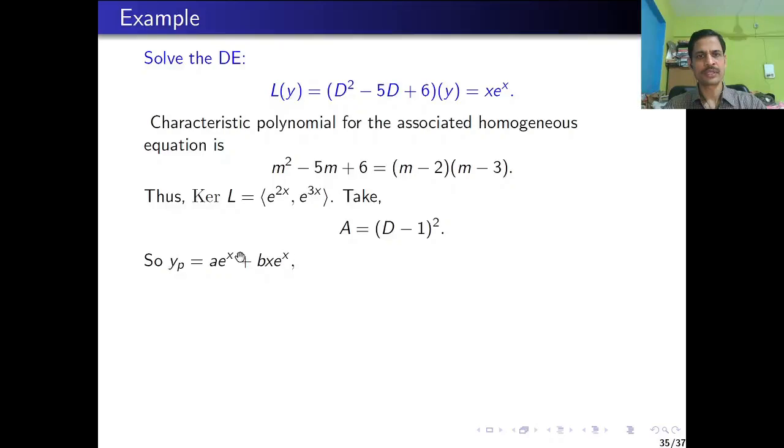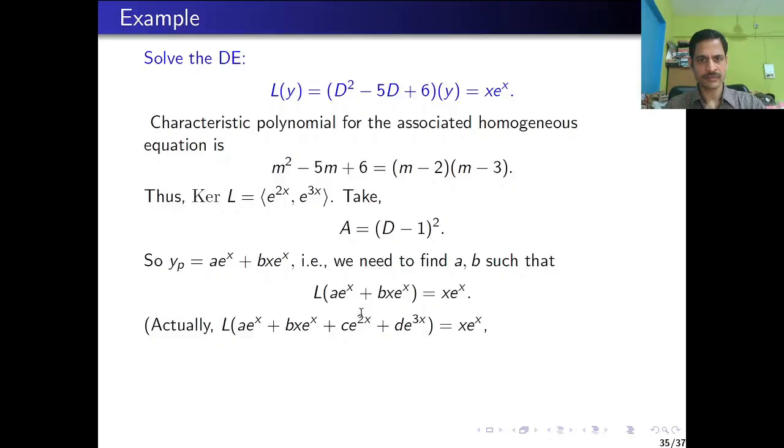or you can use the method that was previously told to you in that scheme of undetermined coefficients without using Annihilator method. Then from this it comes out that the particular solution will be some q(x) e raised to x, where q(x) should be a polynomial of degree 1. So here a degree 1 polynomial, namely a plus bx, has been multiplied to e raised to x, and we have to determine a and b by substituting in the given non-homogeneous differential equation.